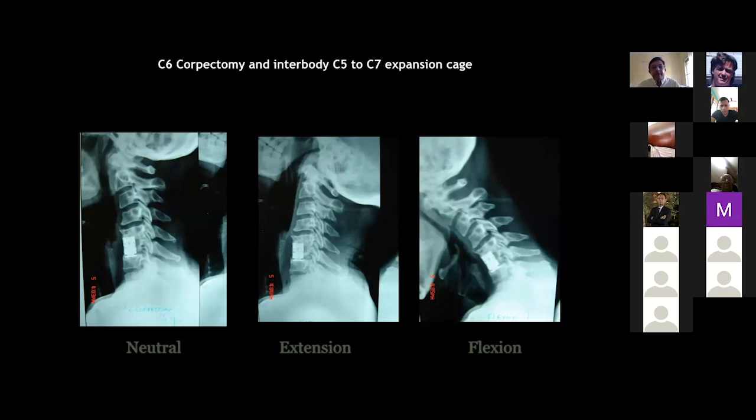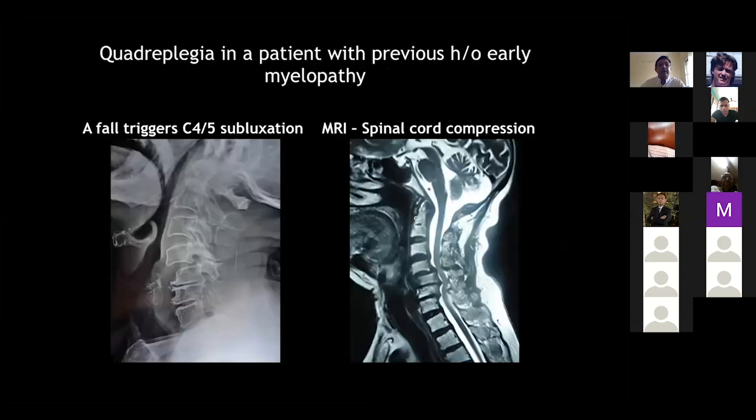The corpectomy has been done, and a distraction cage placed. This is a postoperative picture which shows the neutral, extension and flexion views. After more than 1 year, there is still no problem. So what it means is that a corpectomy can be done without instrumentation when lordosis is maintained. If it is not maintained, you have to supplement with an anterior plating.